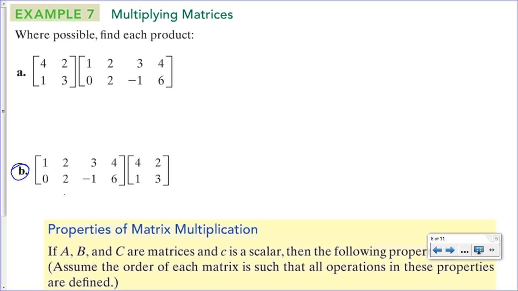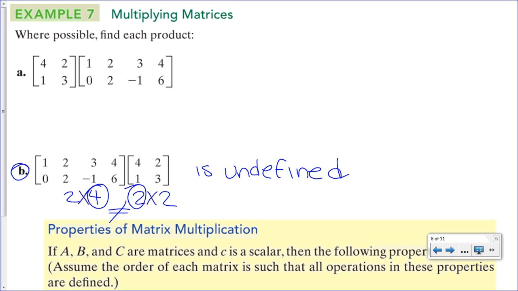So let's see. We have 2 rows and 4 columns. And here we have 2 rows and 2 columns. So if we check the 2 numbers here, they're not equal. So we're going to say that the product is undefined. We could say it is not possible.